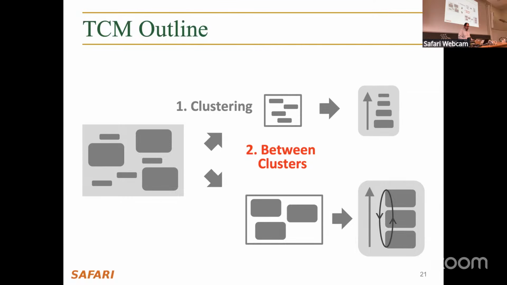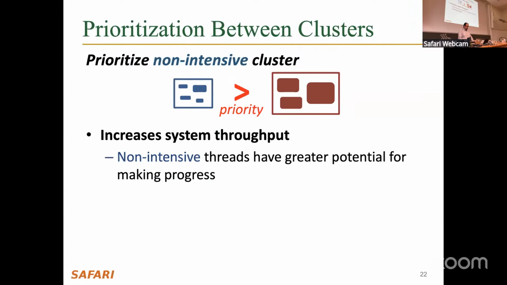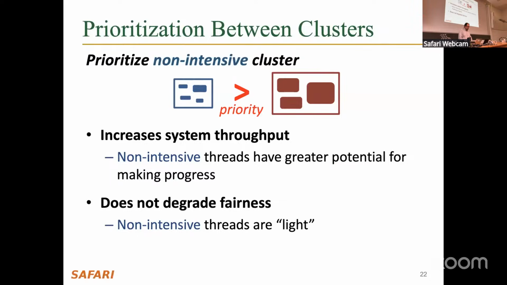Yeah. So now we want to discuss between clusters. Now that we have clusters, we can prioritize the non-intensive cluster over the intensive cluster all the time. The idea here is that the threads in the non-intensive cluster are not going to get more than 10% of the memory bandwidth, so they wouldn't cause starvation for threads in the intensive cluster. That's a key insight here. So that increases system throughput and does not degrade fairness either, as I discussed.